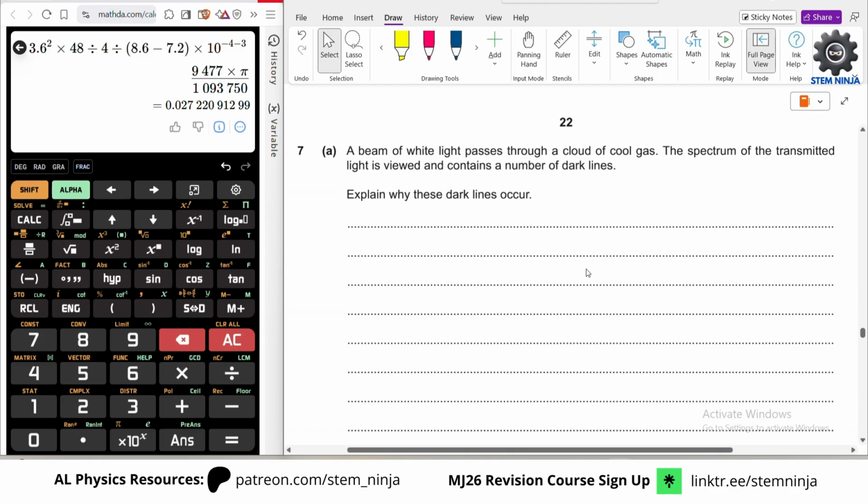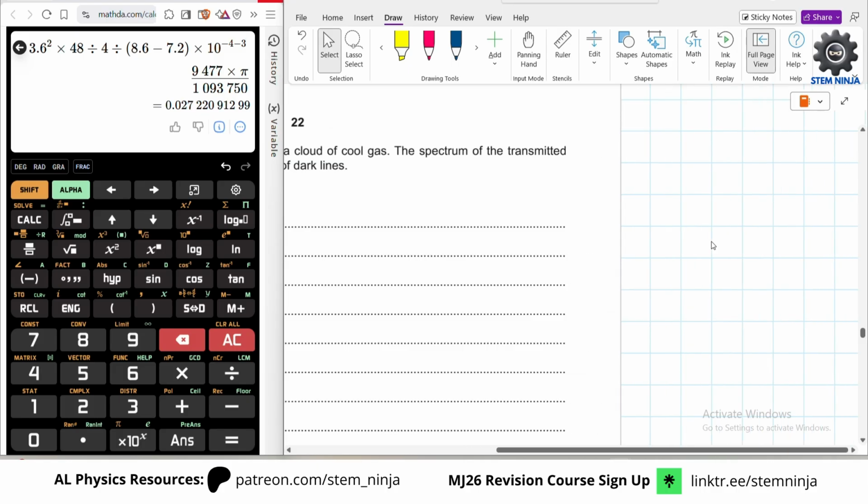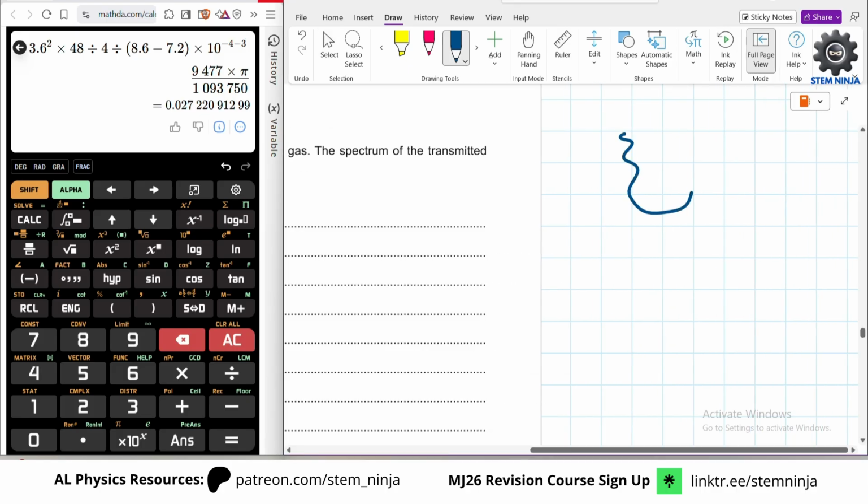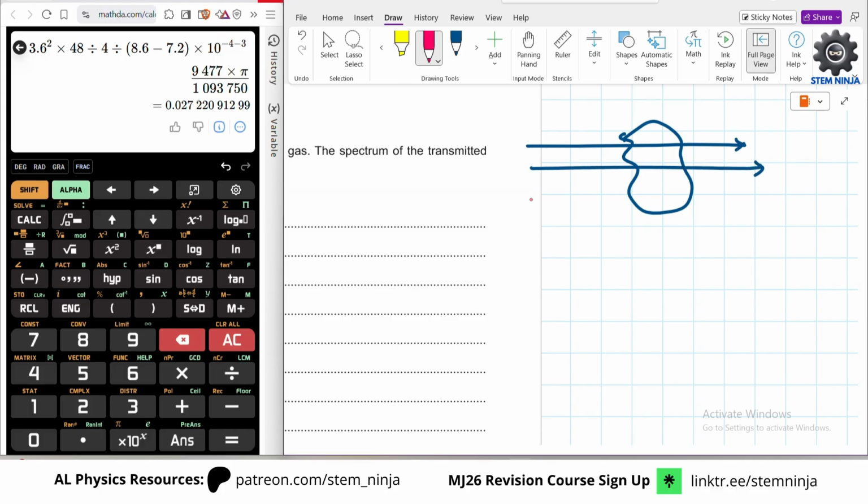Question number 7. A beam of white light passes through a cloud of cool gas. The spectrum of the transmitted light is viewed and contains a number of dark lines. Explain why these dark lines occur. Now what happens is that when the light passes through this cool gas, some of those frequencies or wavelengths will get absorbed by the electrons.